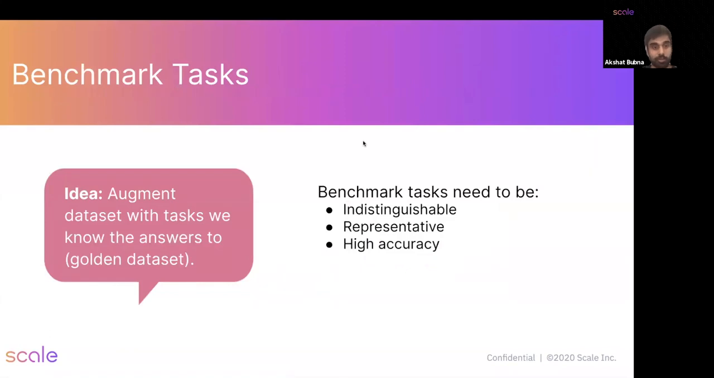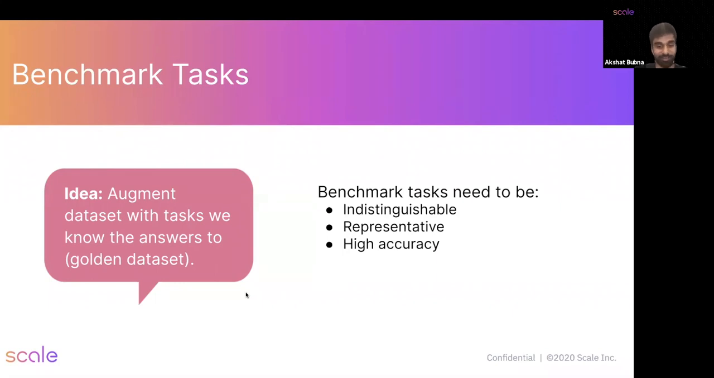Cool. So one thing we really focus on at Scale is thinking about benchmark tasks, which are basically tasks that we know the answer to, and we augment the data set we're giving a tasker with these benchmark tasks. And in particular, if you think about it, you realize that there are certain properties that benchmark tasks need to have. They have to be indistinguishable, which means that taskers should not be able to tell which tasks are benchmarks and which things are real tasks.